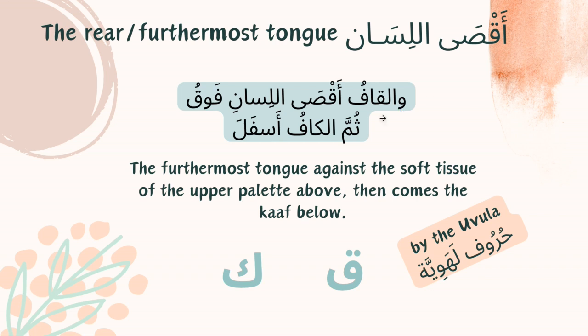For example, here he said wal qafu, the qaf aqsa lisan. Khalas, I know and I understand that it's pronounced from the furthermost of the tongue. For him to say fawq, which means above, I would understand that aqsa lisan is against the soft tissue of the upper palate. He doesn't need to say all these details, but just by saying fawqu, it means the furthermost part of the tongue, against the upper, just above, okay?